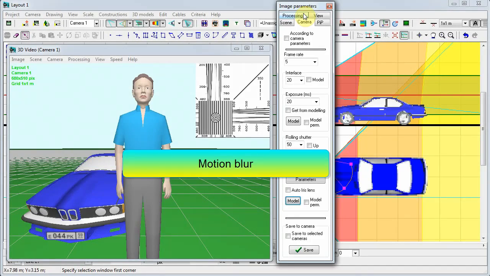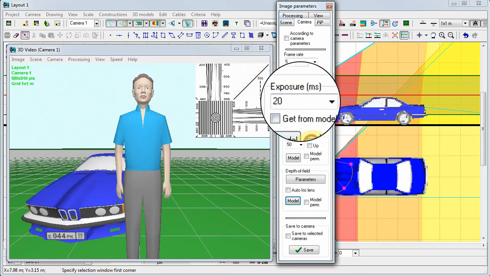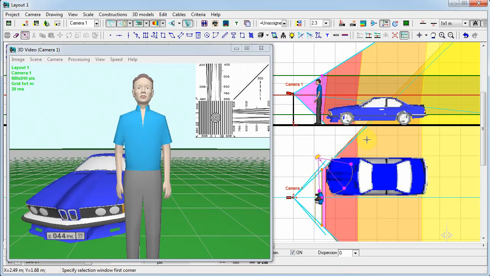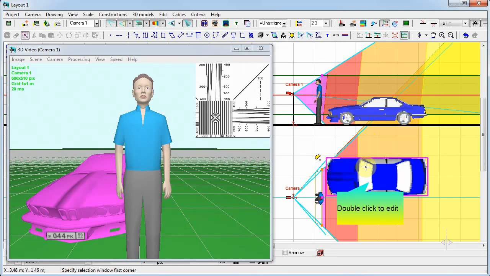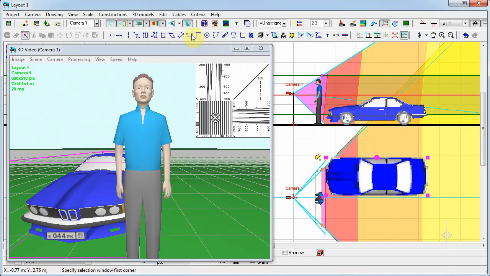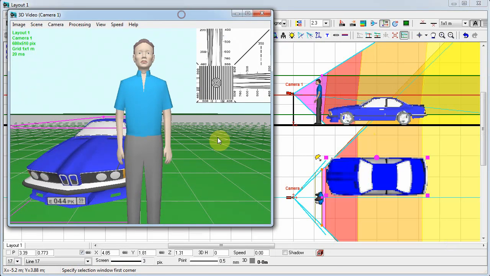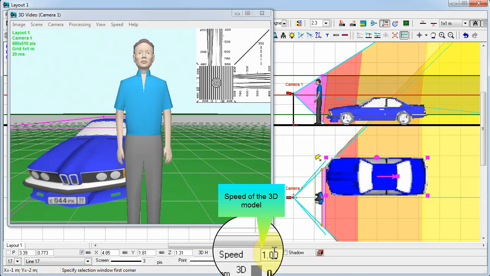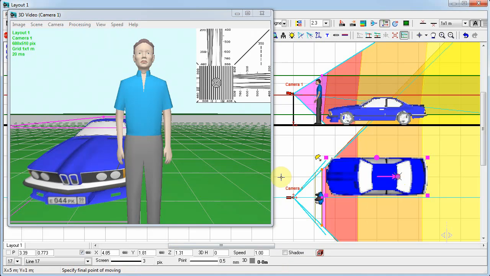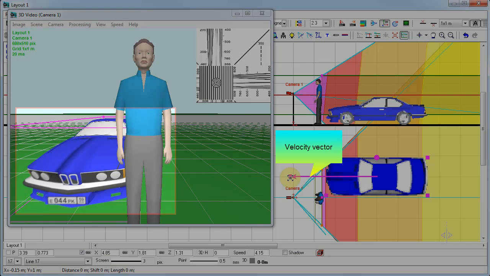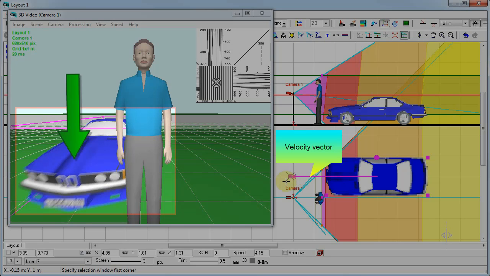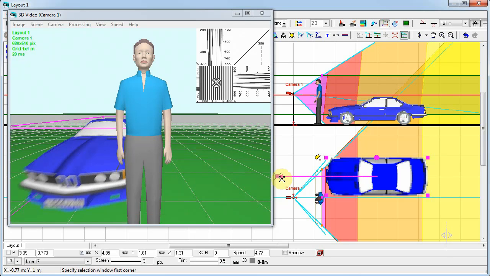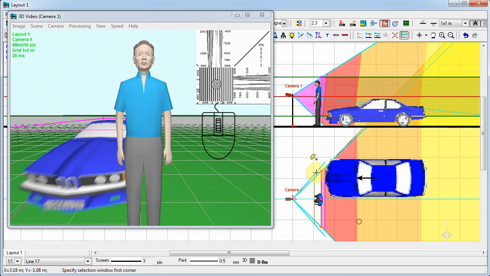Distortions due to movement of the target or the camera itself. Let's model the situation. Set the camera's exposure time and vehicle speed. The speed and direction of the movement is specified in the form of vector. The greater the speed, the greater the blur.